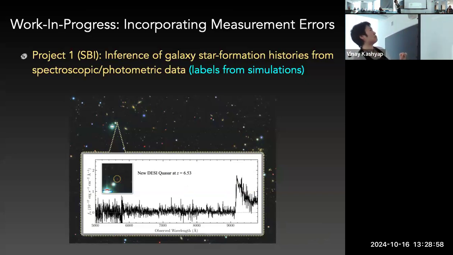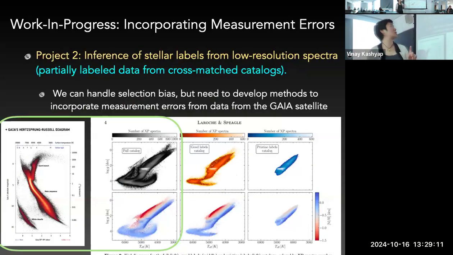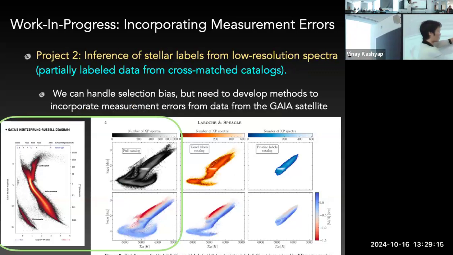So we want to work, maybe first we want a simulator to check what we're doing, with labels for simulations. That's one thing. We can work with spectroscopic and photometric data. And the other is an extension of what we're doing now, right? We want partial label data. So right now, we say the measurement errors are the same. We basically just discarded everything when measurement errors are too large.